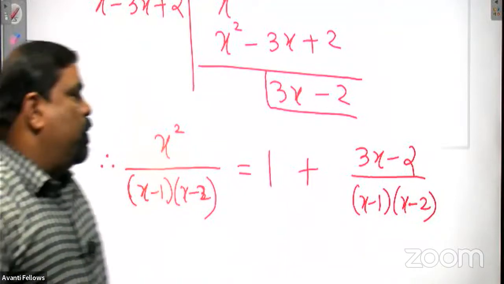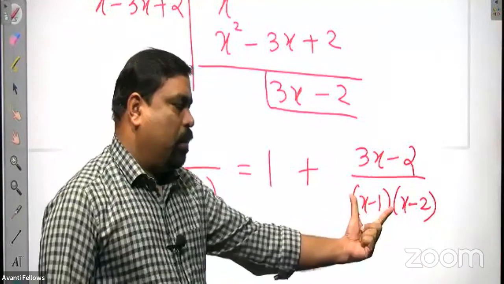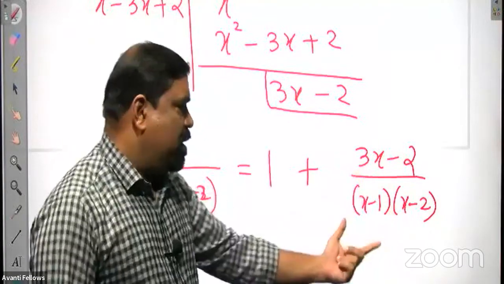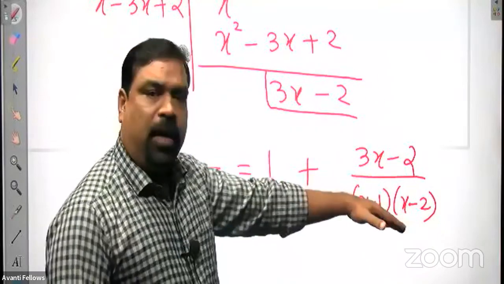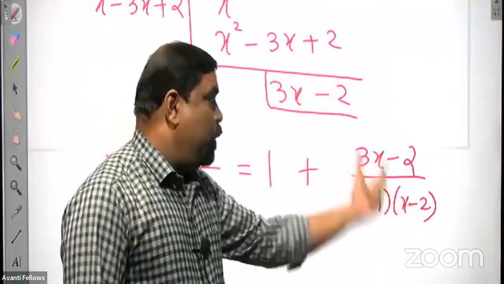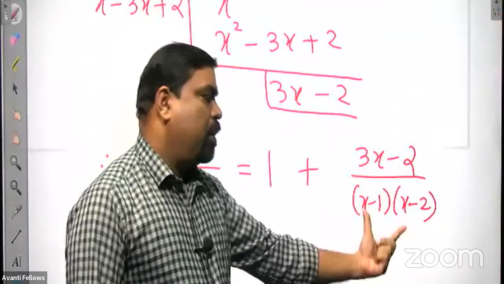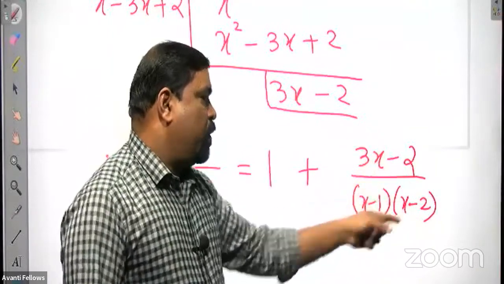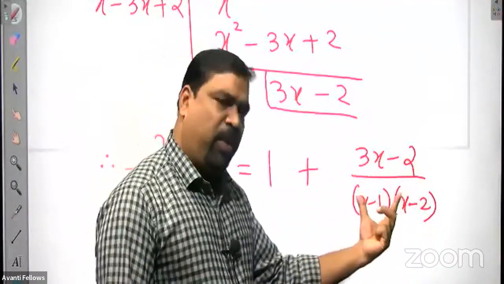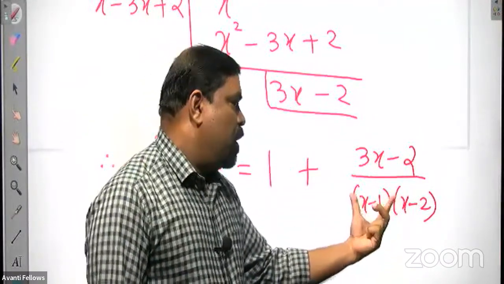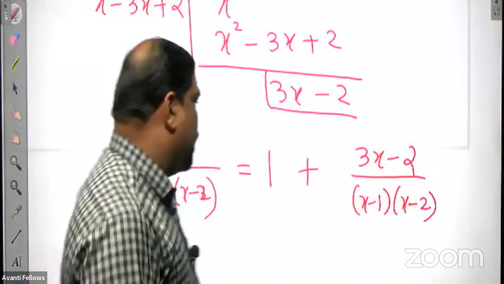Now, the second expression: we can very easily see that the degree of the numerator is less than the degree of the denominator. Then you can go for partial fractions. The second part, you can go for the partial fraction. Actually, there is one more method also. Anyway, one of the methods you can apply.